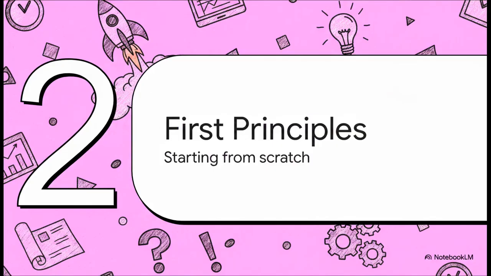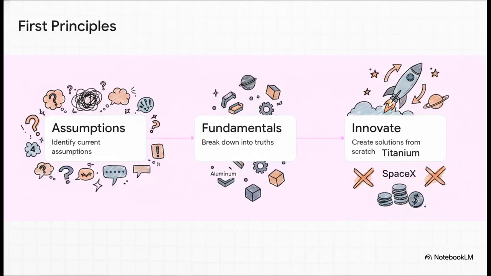Moving on to Part 2, First Principles Thinking. This is all about starting completely from scratch. So this entire method basically boils down to 3 really crucial steps. Number 1, identify your current assumptions. Number 2, break the problem all the way down into its fundamental truths. And number 3, create entirely new solutions from scratch.